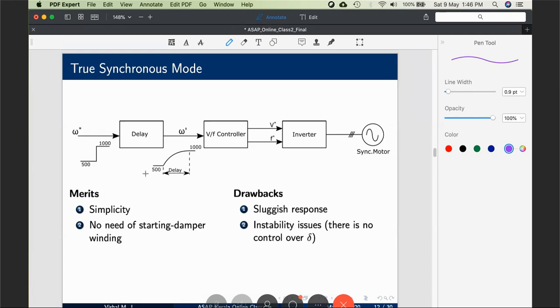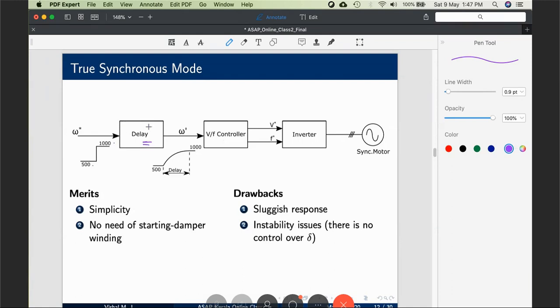So, this is the block diagram of the true synchronous mode of operation. As I said, you need an inverter, and we have a delay block here. This is what I said. If you want to increase the speed in a stepped manner from 500 rpm to 1000 rpm, this will cause instability in the operation of true synchronous mode. So we have introduced a delay block.